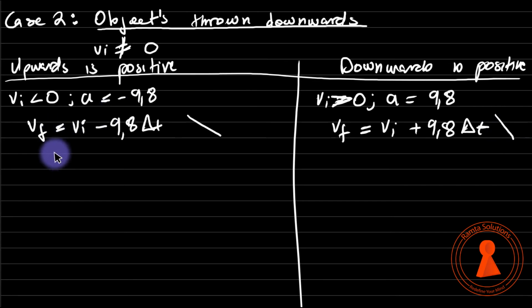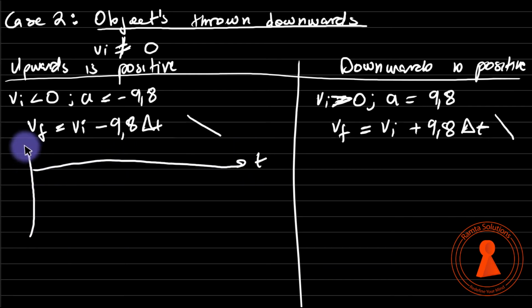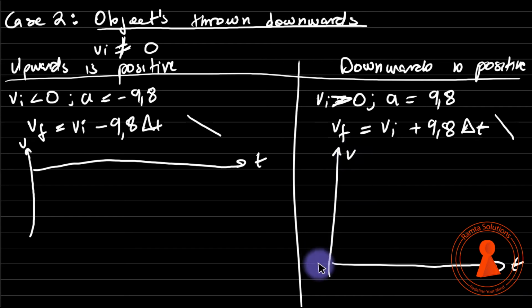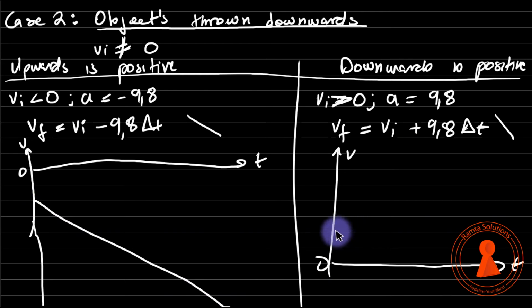Now, with this one, t-axis, v-axis, and again t-axis and v-axis, 0. Okay. With this one, we said initial velocity is less than 0. It's negative. So let's say it is here. Your graph will be like this. This one, initial velocity will be positive, so it will be here. Remember, initial velocity is your y-intercept. So this is your initial velocity, right?